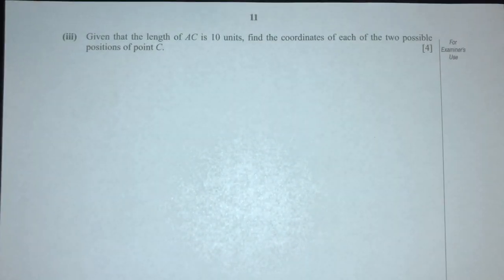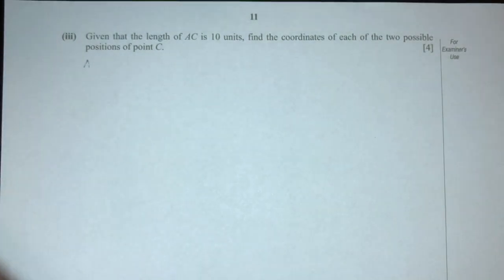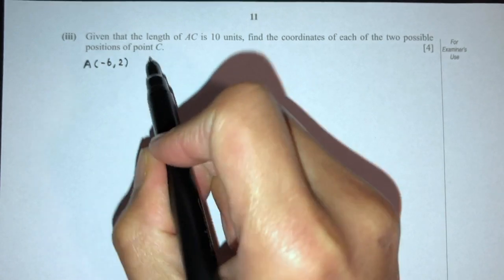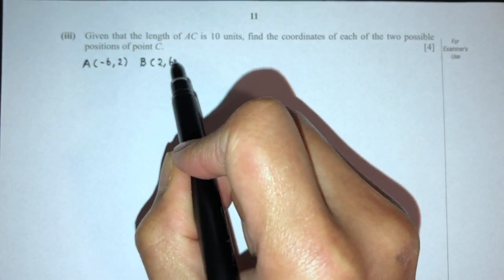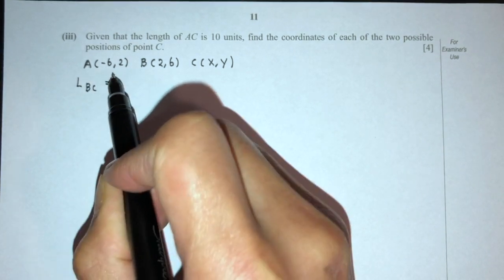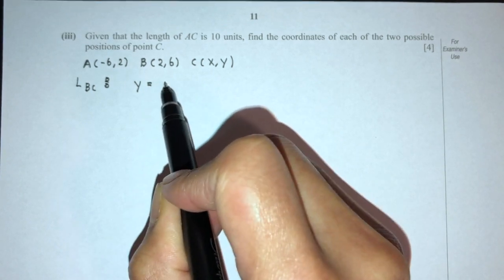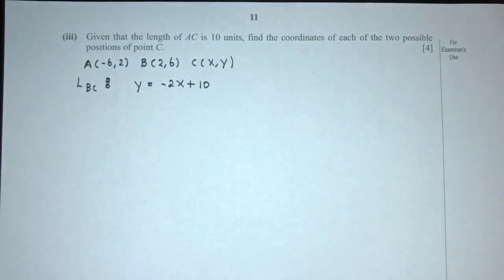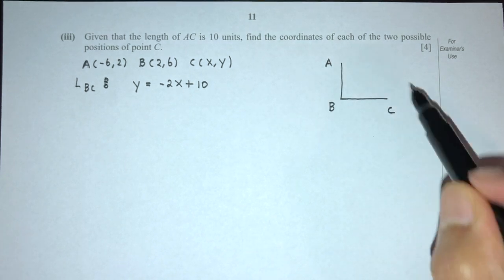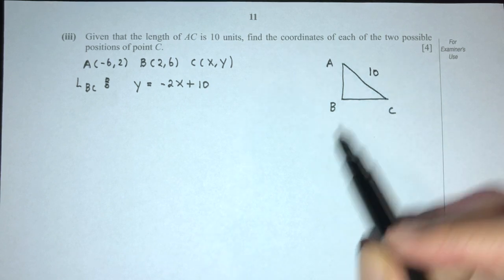Now let's move on to part 3 of this question. Given that the length of AC is 10 units, find the coordinates of each of the 2 possible positions of C. Let's find them one by one. As you know, the point A has been given to us, it is (minus 6, 2). The point B, we know also, it is (2, 6), and the point C we don't know, it is (x, y). And from part 2 we know the line BC has been found to be y equal to minus 2x plus 10. Let's see if this can help us. We know this is A, this is B, and this is C, the length of AC is 10, and this is 90 degrees.